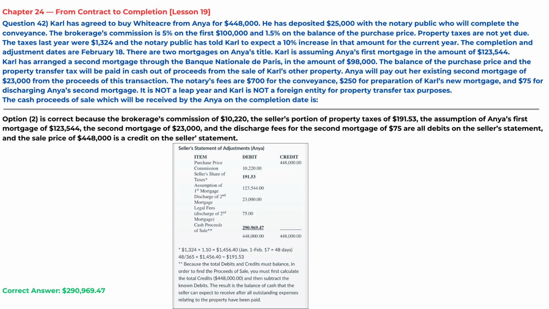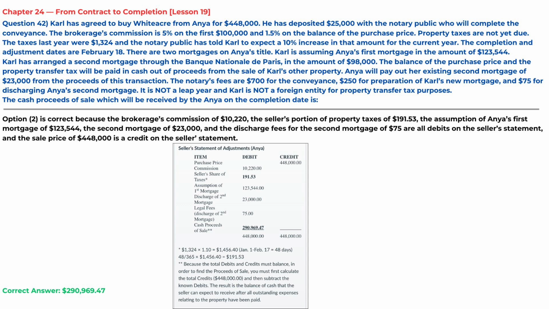The cash proceeds of sale, which will be received by Anya on the completion date, is Option 2. It is correct because the brokerage's commission of $10,220, the seller's portion of property taxes of $191.53, the assumption of Anya's first mortgage of $123,544, the second mortgage of $23,000, and the discharge fees for the second mortgage of $75 are all debits on the seller's statement, and the sale price of $448,000 is a credit on the seller's statement.